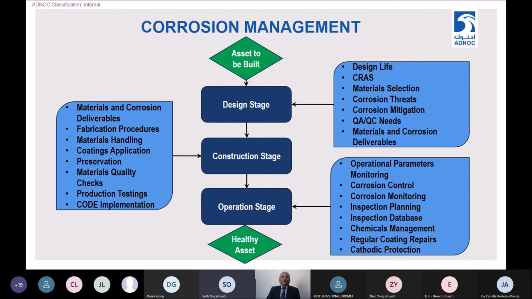Corrosion mitigation measures are thought about, philosophies are put in place. The QA/QC needs of development phase are well defined. Materials and corrosion deliverables are clearly defined at the design stage. This is a very important aspect. When things go wrong at the design stage, the recovery is very, very costly. I've been party to some very, very serious consequences of design problems.